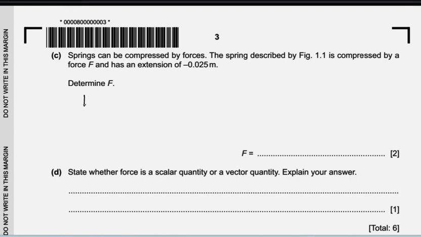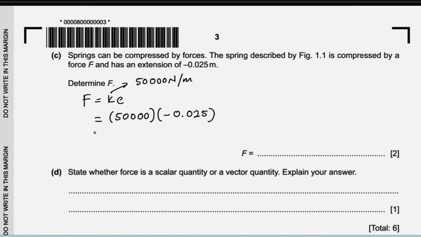So in our case, we are going to use Hooke's law. We know that F is equal to KE. We already found the value of K as 50,000 newtons per meter. So it's just a matter of substituting here: 50,000 times minus 0.025. This will give us 50,000 times 0.025, I'm getting negative 1,250 newtons.